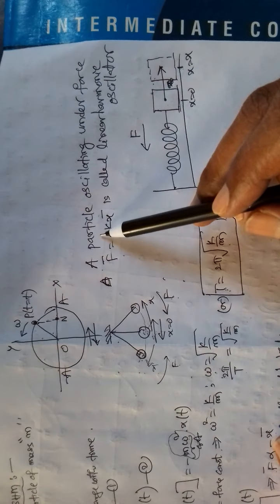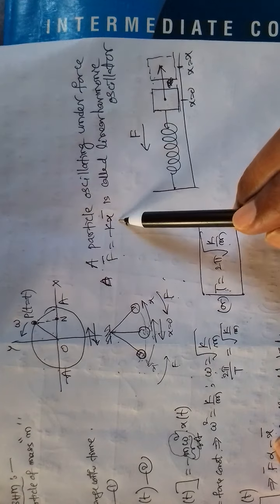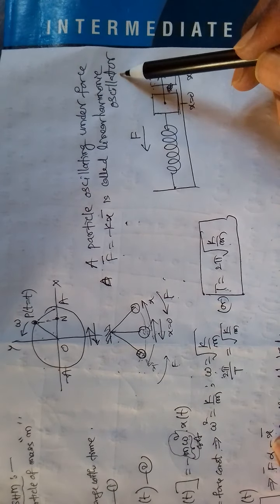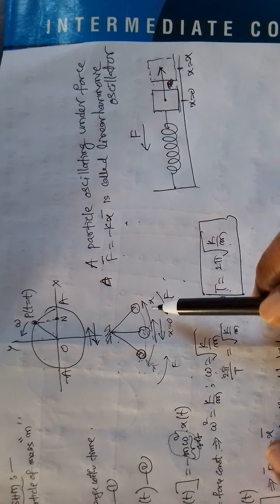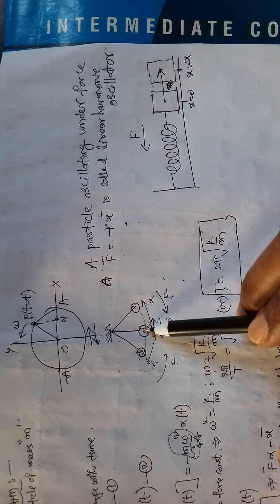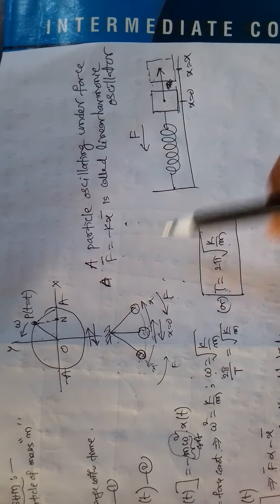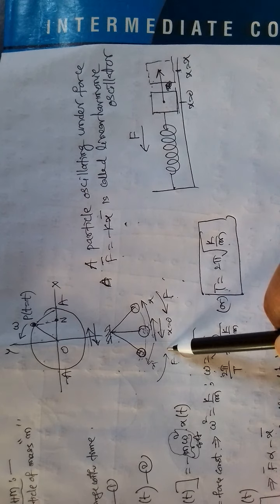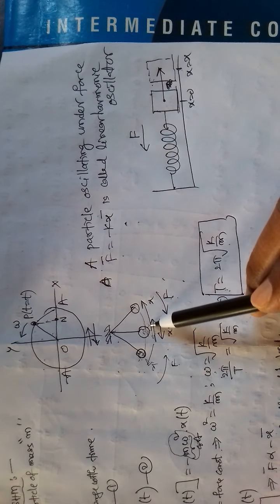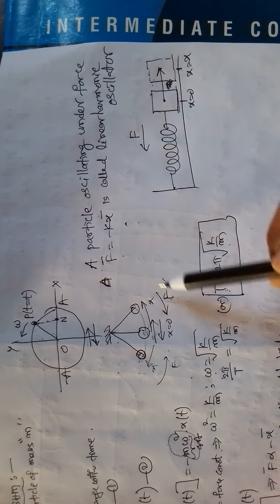So a particle oscillating under force F equal to minus kx is called a linear harmonic oscillator. For this, one example is the simple pendulum. Here the bob is moving to and fro, and it is a linear harmonic oscillator. How can you say? When the displacement is to the right hand side, the restoring force is to the left hand side.